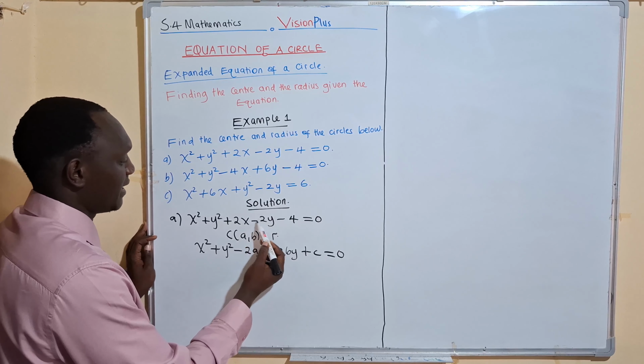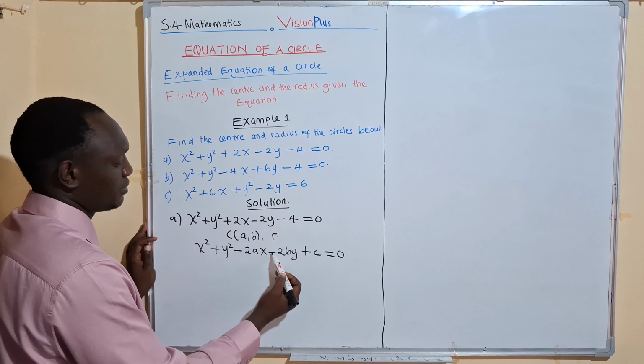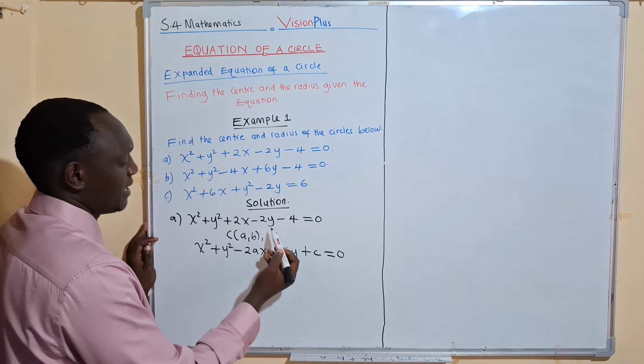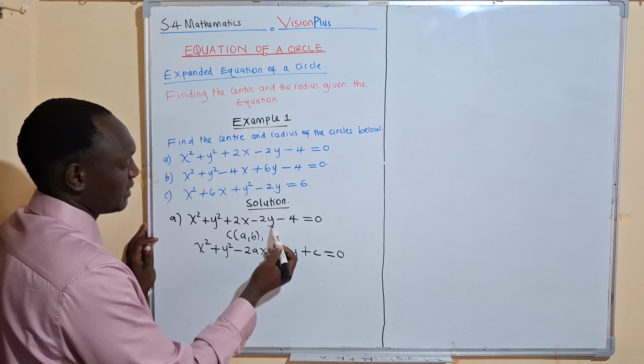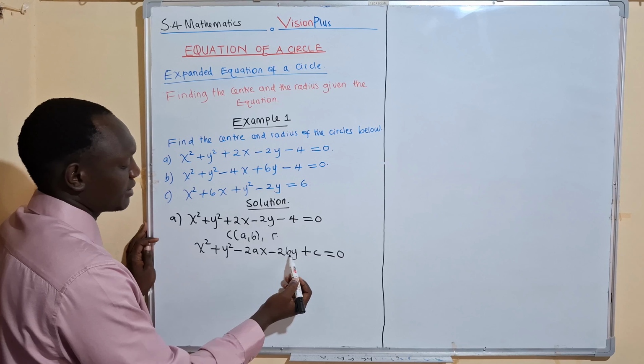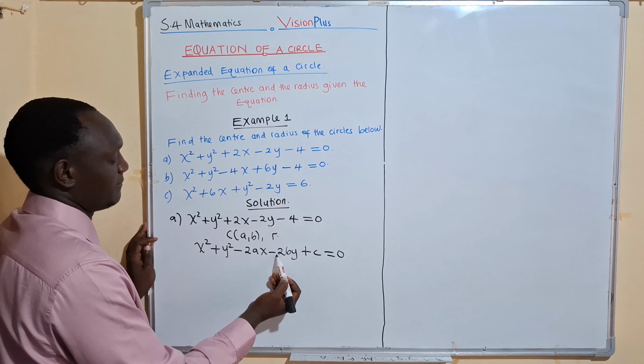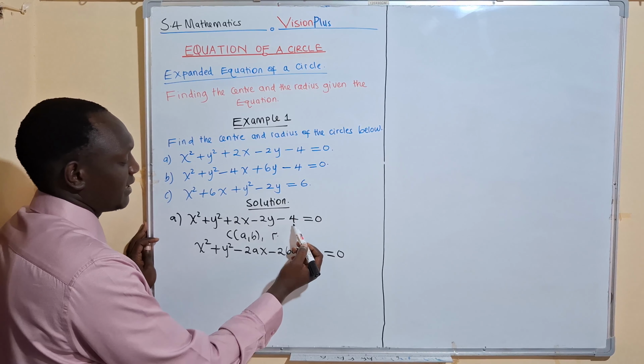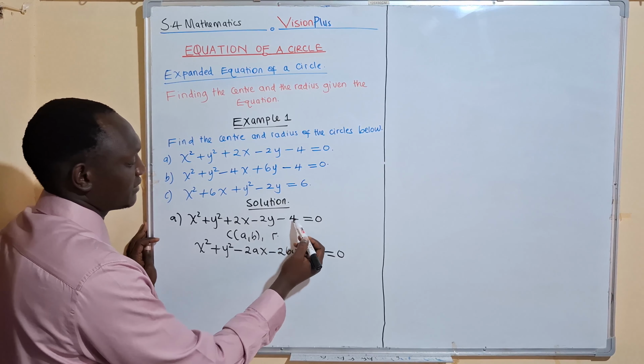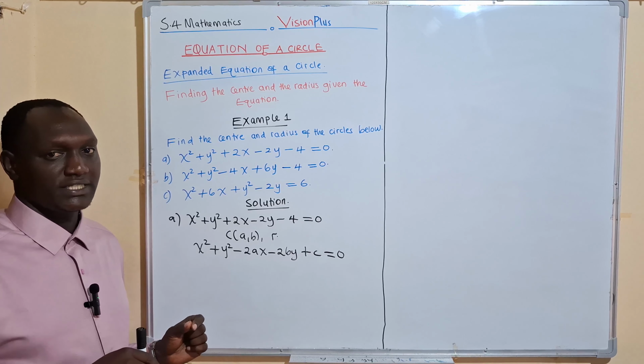The same applies here. Negative 2y corresponds to negative 2by. The coefficient of y in this case is negative 2. It must correspond to the coefficient of y here, which is negative 2b. And then the next term is negative 4. Negative 4 corresponds to positive c. And then 0 and 0 correspond. So the choice is yours. If you compare terms, you actually get the same answer as comparing coefficients.